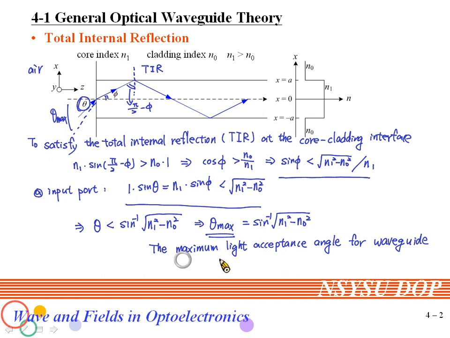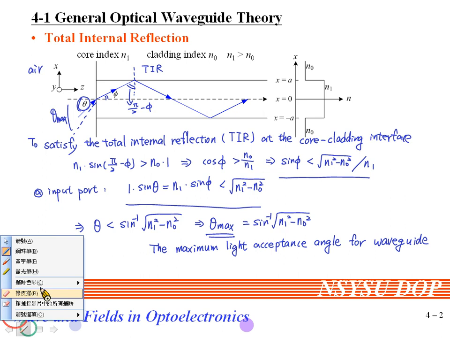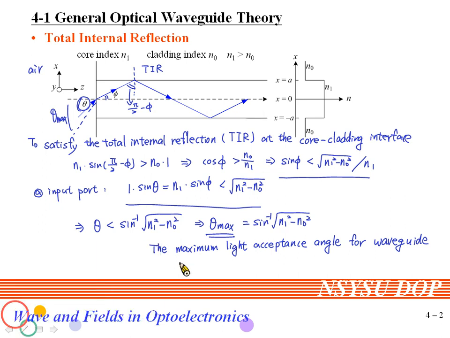Okay, and such a theta max, we call it a very important physical parameter. We call it the numerical aperture, which is also called NA. So if you read some papers and you see the words numerical aperture or NA, this means the maximum acceptance angle for this waveguide.